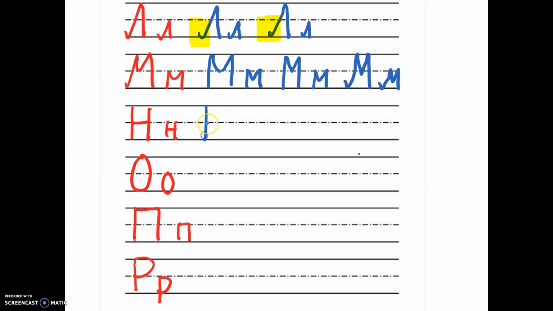N is very easy, but remember that the lowercase is exactly the same, just halfway down. O, same thing.